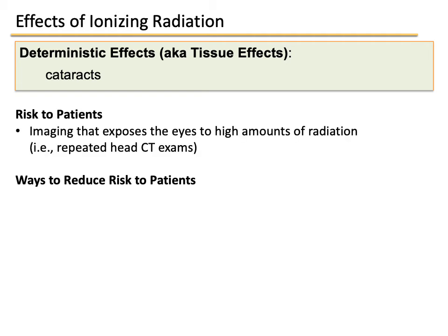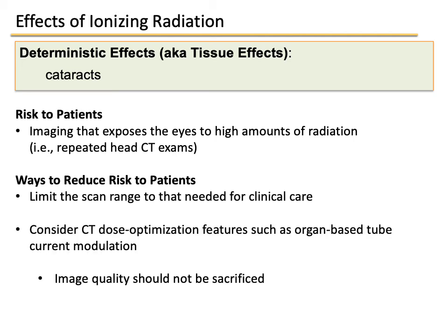This risk can be reduced by limiting the scan range to that needed for clinical care. In other words, don't scan parts of the body that you don't need to see. Another feature that's become more common on CT scanners is organ-based tube current modulation, where the tube current is lowered as the X-ray beam passes over the patient's eyes.